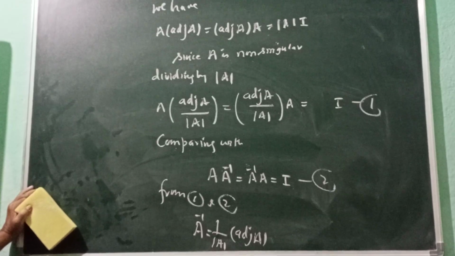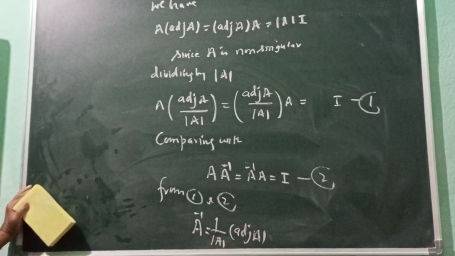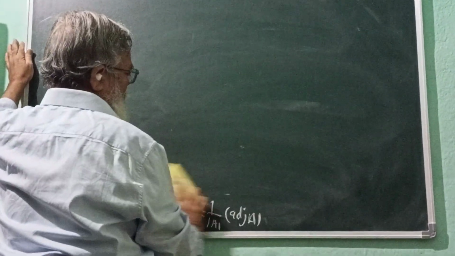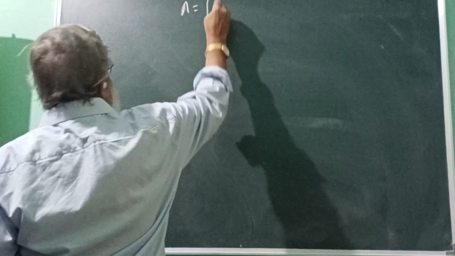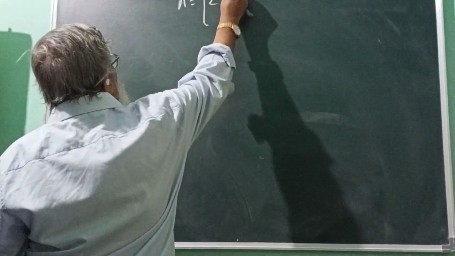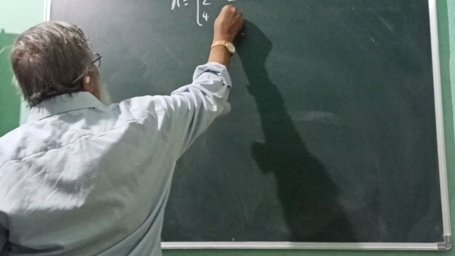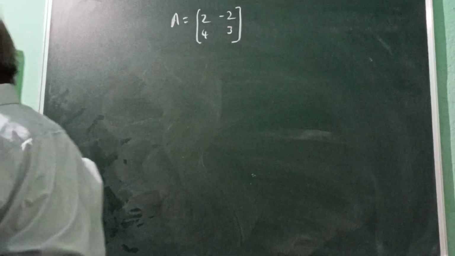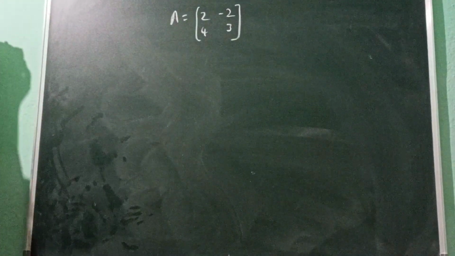So now, how to find the inverse matrix? Let us solve some problems based on this. Find the inverse of the matrix 2, minus 2, 4, 3. Before finding the inverse, we have to check whether it is singular or non-singular, because if it is a singular matrix, the inverse does not exist.